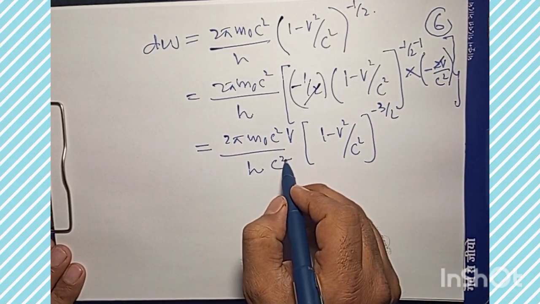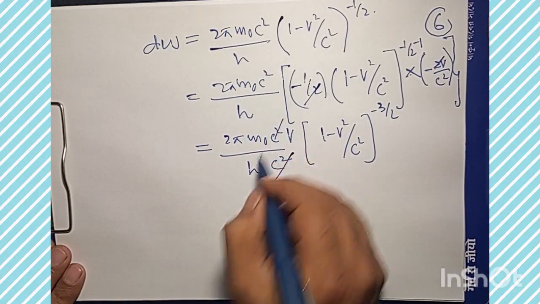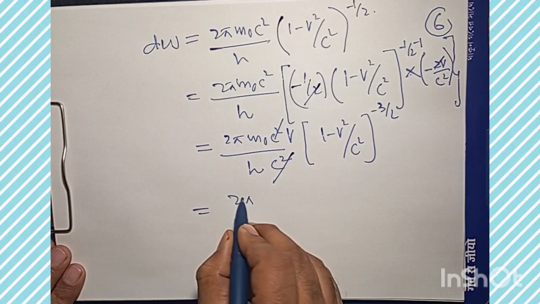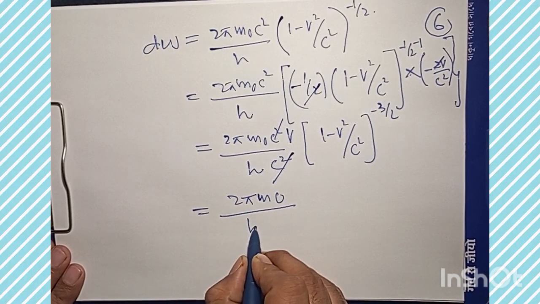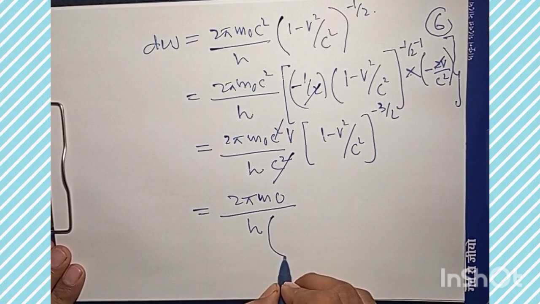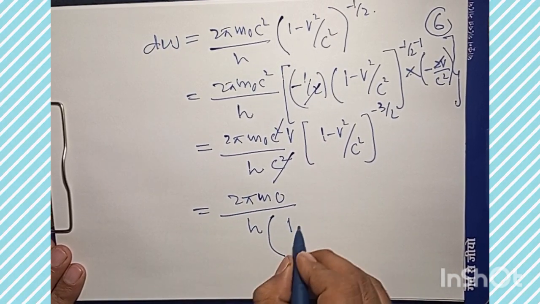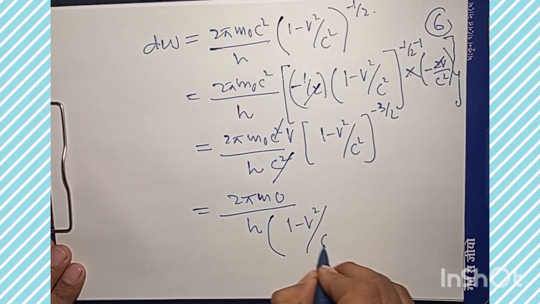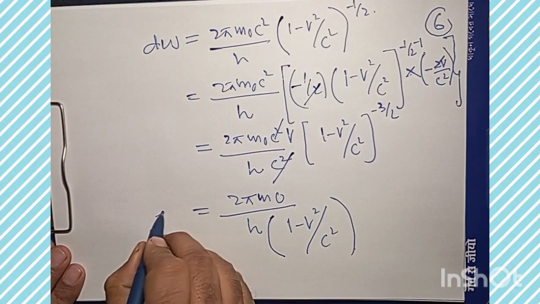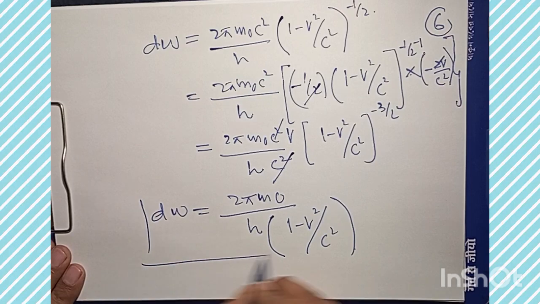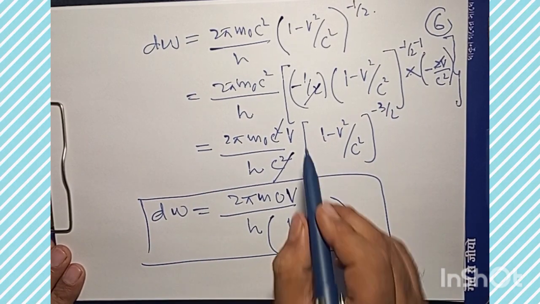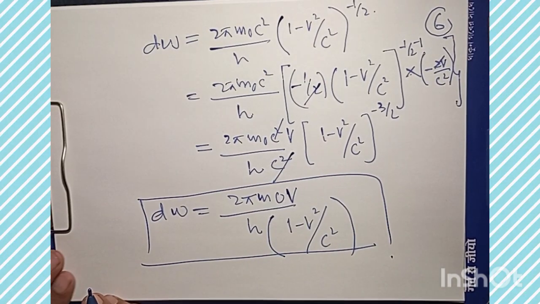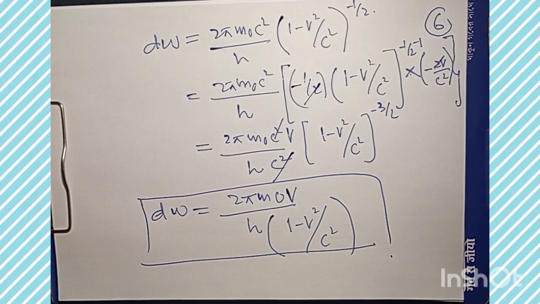So from here we could see this c square and c square will cancel. So what we get is 2 pi m naught by h, divided by 1 minus v square by c square, and v is also here. So this is d omega.